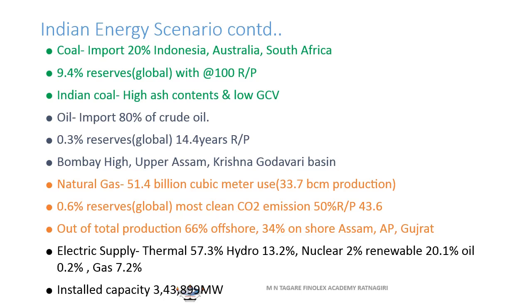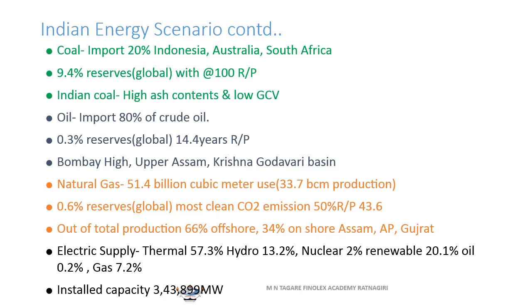If we consider the reserves as compared to the global reserve, it is just 0.6%. But the advantage of natural gas is that it is the cleanest fuel as far as CO2 emissions are concerned. Its CO2 emission is just 50% of the normal fossil fuel. That is why it is preferred by almost all countries. Now the R by P for India for natural gas is just 43.6 years. If we consider the production, 66% is offshore and 34% is onshore, especially in Assam, Andhra Pradesh and Gujarat. These are the states where we get natural gas onshore, and 66% is taken from offshore.